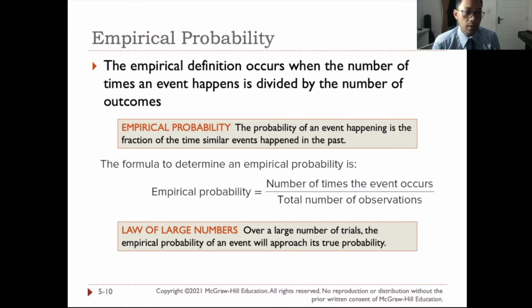Let's talk about the law of large numbers. Over a large number of trials, the empirical probability of an event will approach its true probability. For example, if you toss a coin multiple times, perhaps the probability of observing a head is going to be about 0.6, or for example, it could be 0.4. However, if you do more trials, say 1,000 tosses of a coin in a consistent manner, then you may approach the true probability of 0.5.